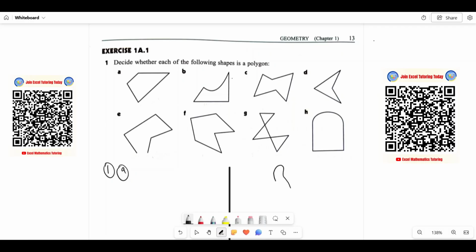So if I draw like this, this one is not a polygon because the sides are not straight lines. And if I draw like this, this one is a polygon because every side is a straight line.